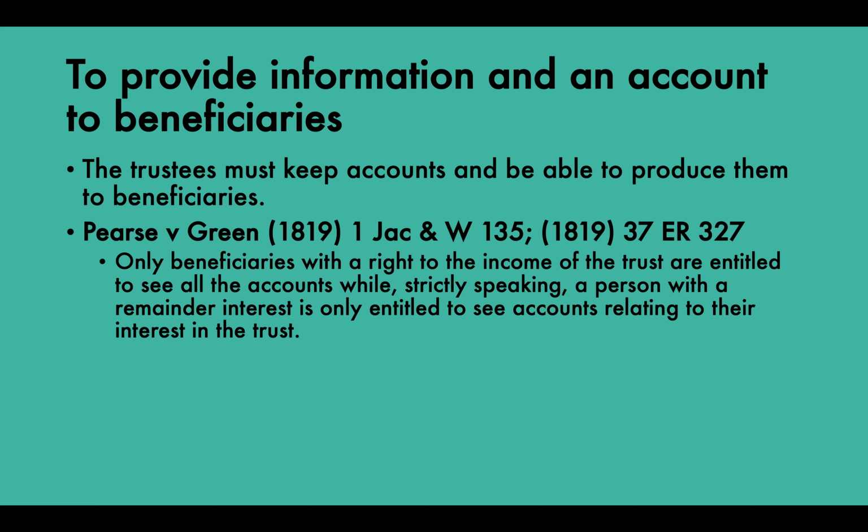There is an obligation on the trustees to account in the sense of the provision of information by the trustees to the beneficiaries, and a duty to render accounts giving an indication of the financial position of the trust. Now, in this case here, it was said that only beneficiaries with a right to the income of the trust are entitled to see all the accounts, while strictly speaking, a person with a remainder interest is only entitled to see accounts relating to their interest in the trust. So only those with a right to the income can see the accounts. A remainder, therefore, can only see the material relevant to their own interest in the trust.